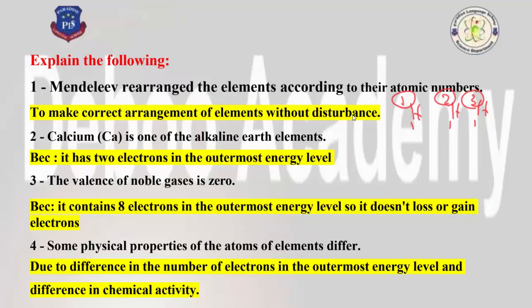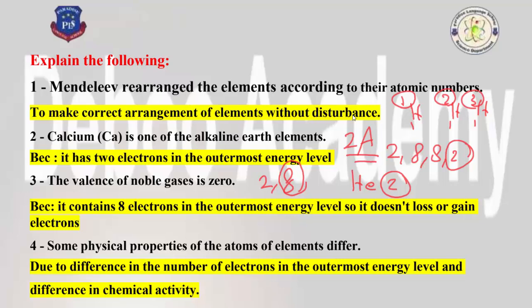Calcium is one of the alkaline earth metals. We said before calcium is 2, 8, 8, 2 here in group 2A, so it's one of the alkaline earth metals. The valence of noble gas is 0 because it contains 8 electrons in the outermost level, which is saturated by 8, except helium saturated by 2. So it ends by 2 electrons in the outermost energy level. It doesn't lose or gain.